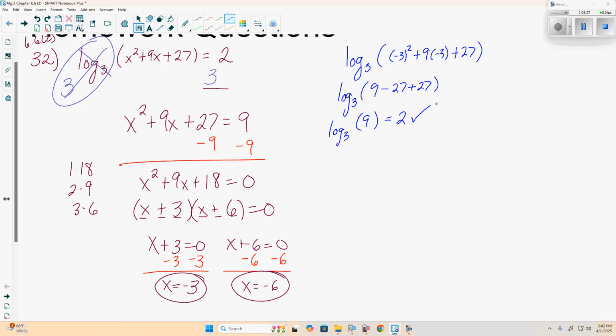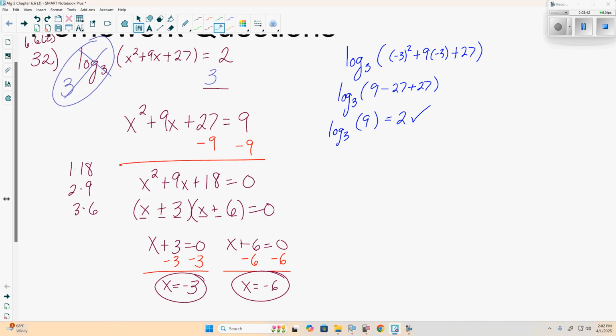Because really we're saying 3 to what power is 9? That's all logs are. Log the base, that base number to what power gives us the number inside. 3 to what power is 9? 2. Log base 3 of 9 is 2.